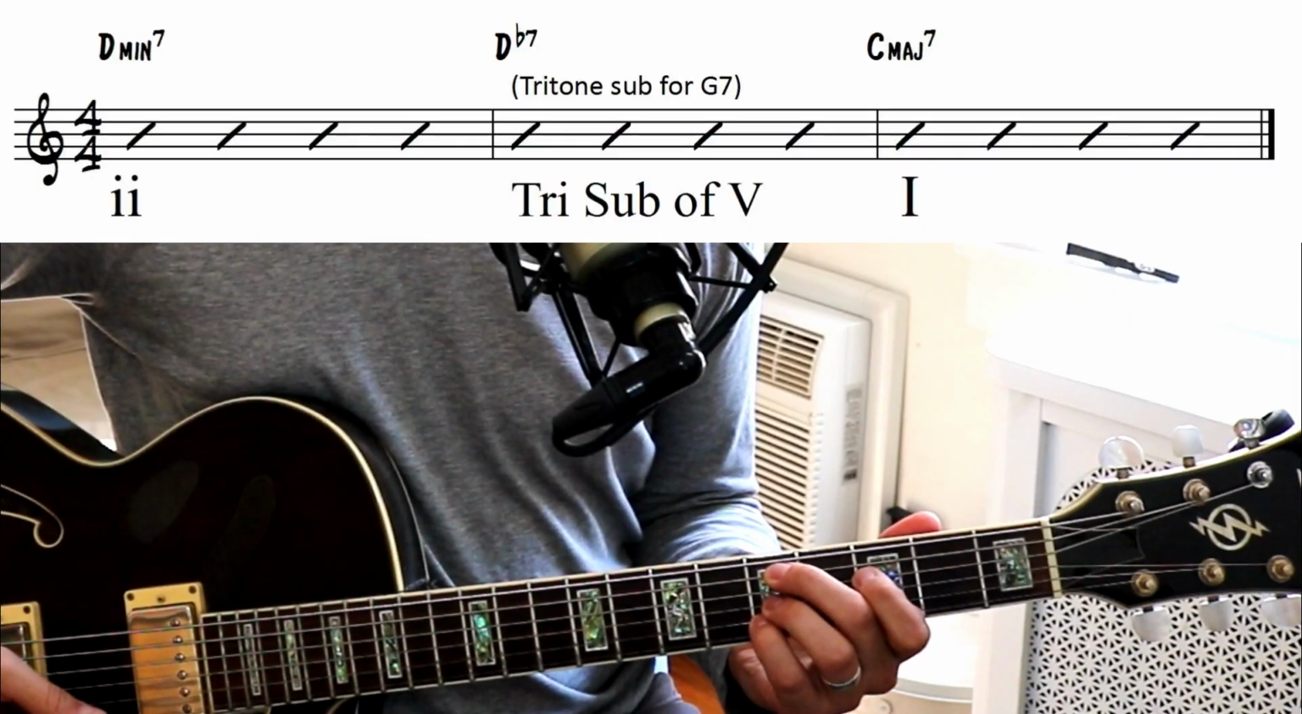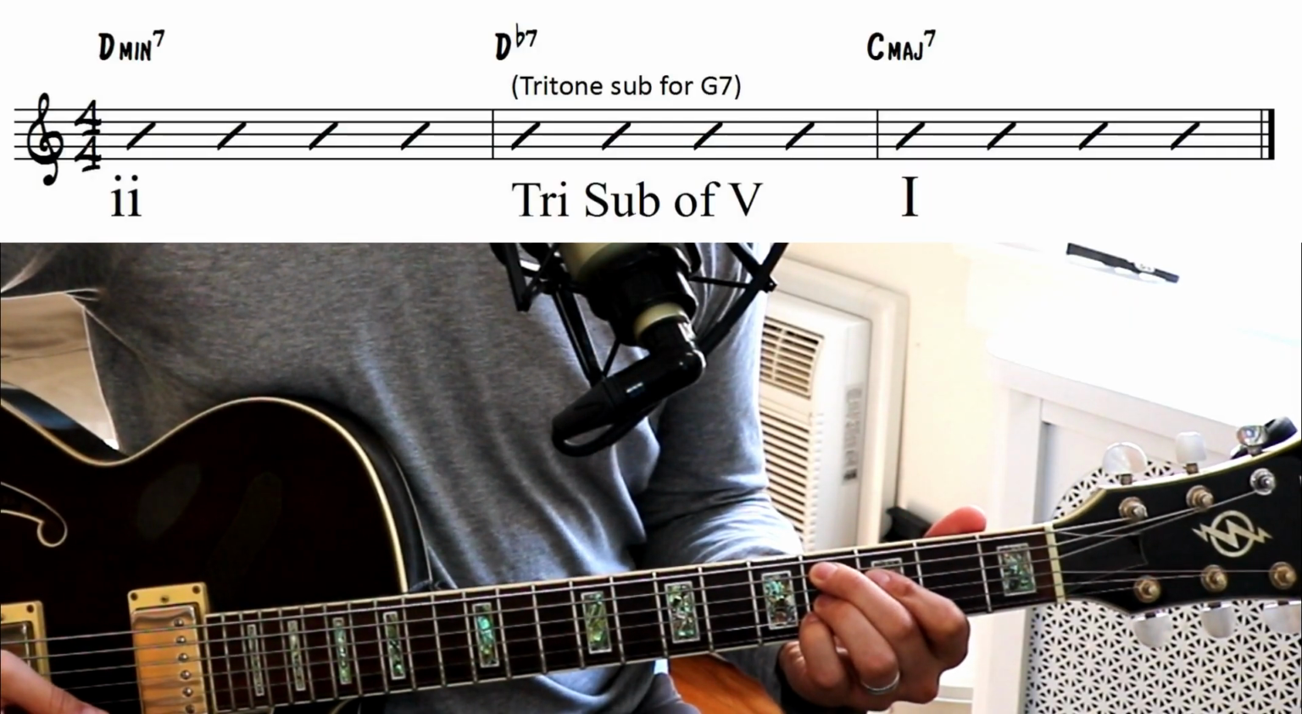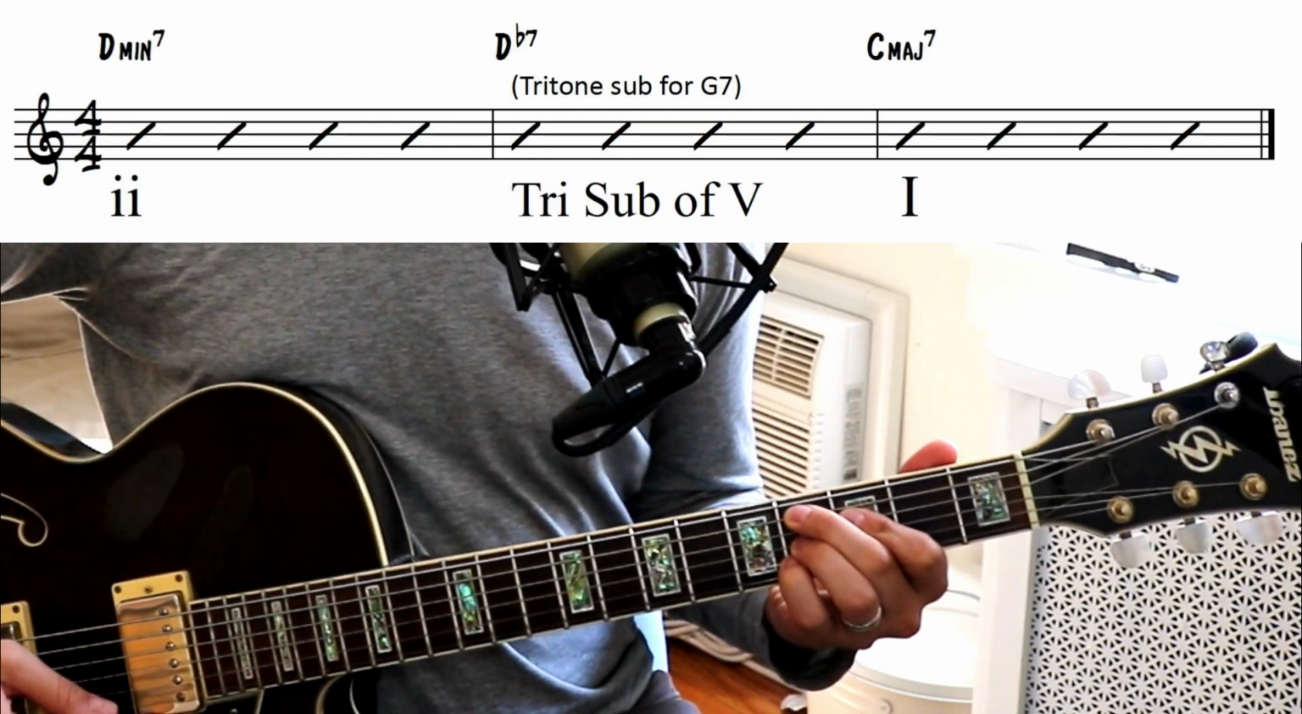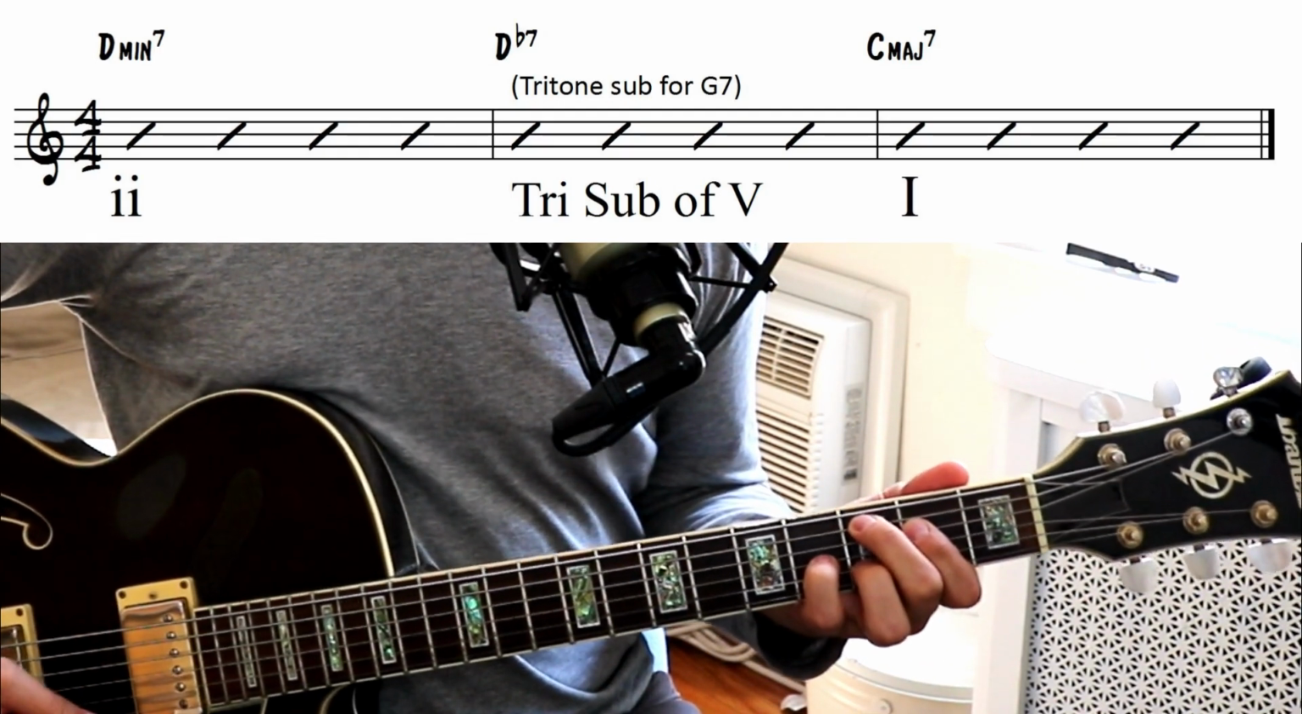So instead of G, what's a tritone away from G? D flat. So now I'm going to substitute it. I'm just going to do a D flat 9 in this case. I'm going to substitute with a D flat 9. And this is what it's going to sound like. We have the 2 chord, D minor 7, the tritone sub, which is D flat 7, and then C major 7.